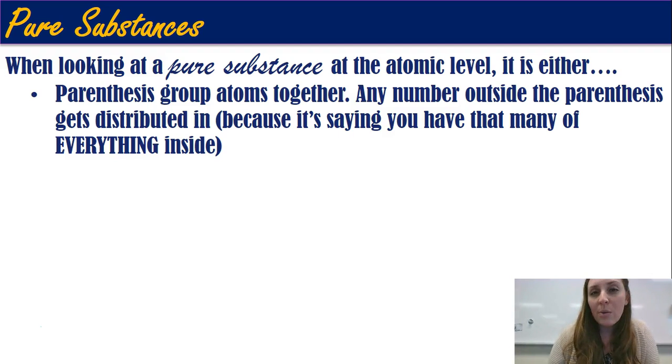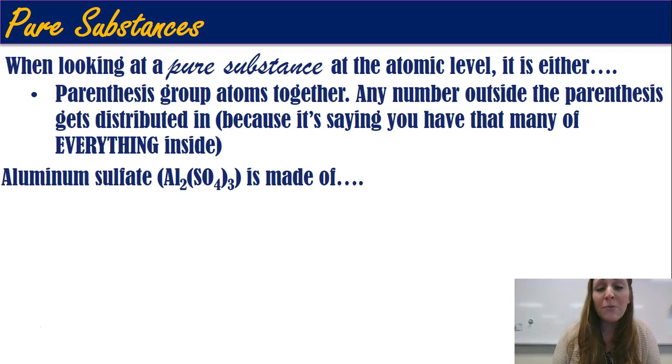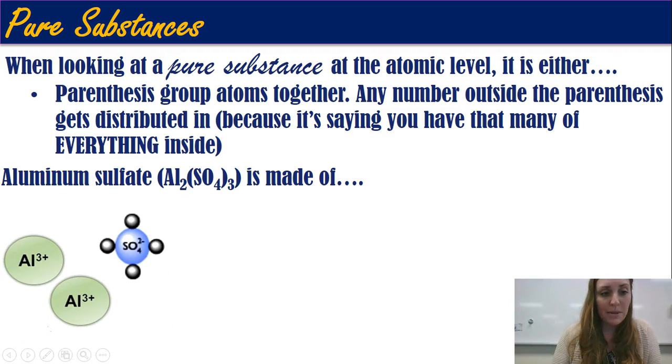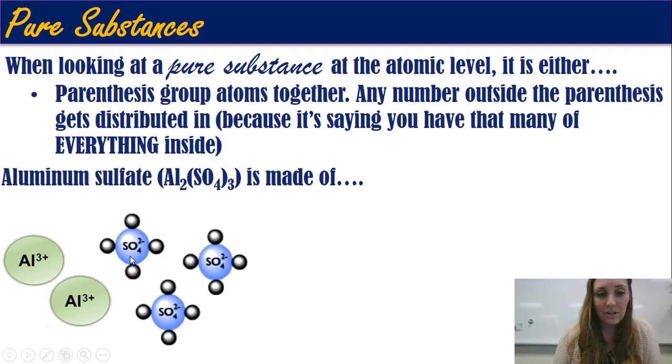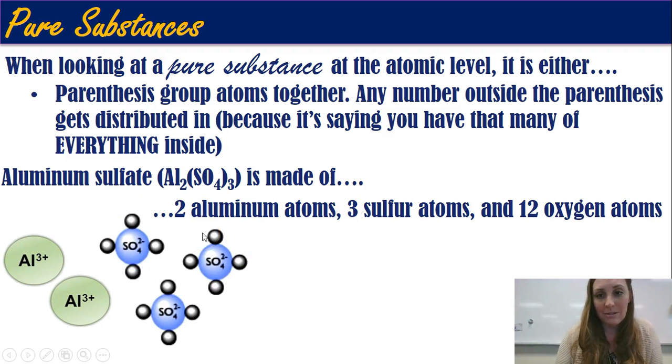There's another thing you want to look for when reading chemical formulas, and that's parentheses. Parentheses group atoms together, and any number outside the parentheses gets distributed in because it's saying you have that many of everything inside. For example, aluminum sulfate, Al2(SO4)3. This would just be Al2SO4, but it actually looks like that because you have 3 SO4s. If I were to count these up, you can see I have 2 aluminums. These big blue ones are the sulfurs. I've got 3 sulfurs and then 12 oxygens. So 2 aluminums, 3 sulfurs, 12 oxygens.